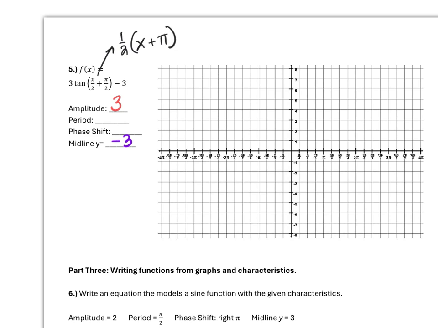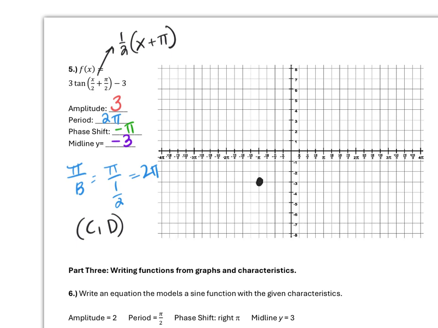Okay, period of tangent is pi over b. So we'll do pi over 1/2, copy dot flop, period equals 2 pi. And my phase shift is negative pi. So for tangent, the first point we always graph is the phase shift, comma, the midline, because that gives us our middle point. So my first point is going to be at negative pi, -3, which is down here.